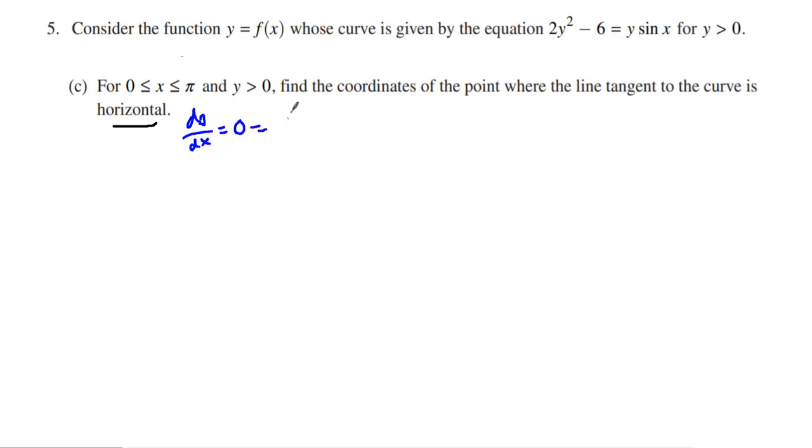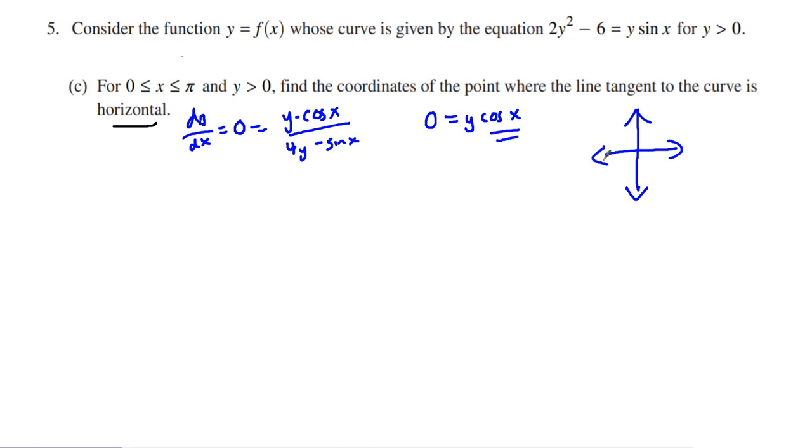And remember what my dy over dx was. It was y cosine of x over 4y minus sine of x, which means this numerator, y cosine of x, is going to be equal to 0. So ask yourselves, where is the cosine equal to 0? So we think back to our unit circle here. Remember cosine is your x values, so where will your x values equal 0?